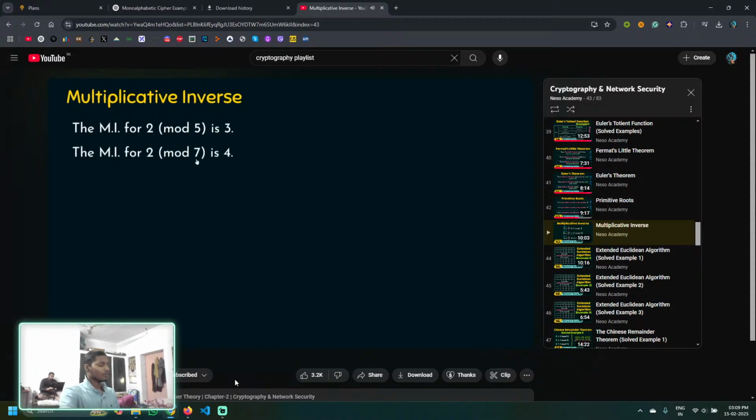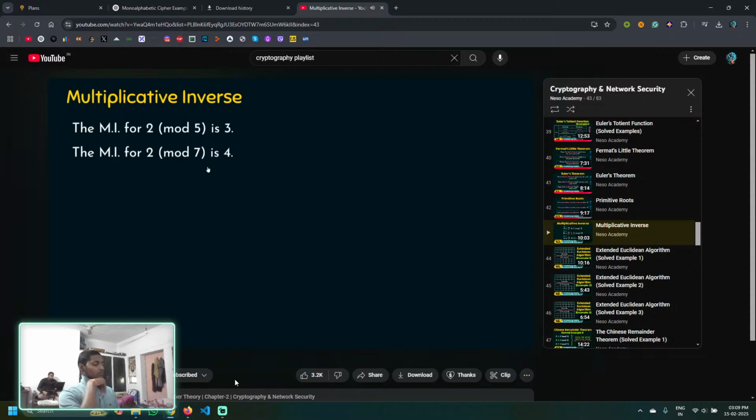8, when it is divided by 7, we get 1 as the remainder. Now if you try 3, 2 into 3 is what? 6. So when 2 times 3 is divided by 7, we get 6 as the remainder. 6 mod 7, or minus 1, isn't it? 3 is not the multiplicative inverse here, whereas 4 is the multiplicative inverse for 2 mod 7. And that is why I told you multiplicative inverse always varies based on this number, that is the modular number.